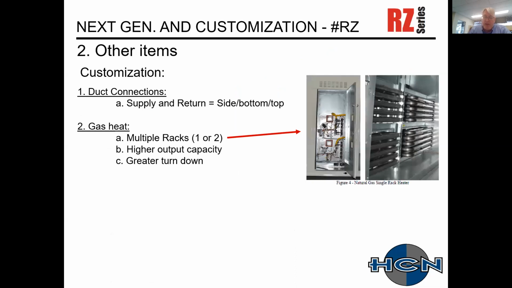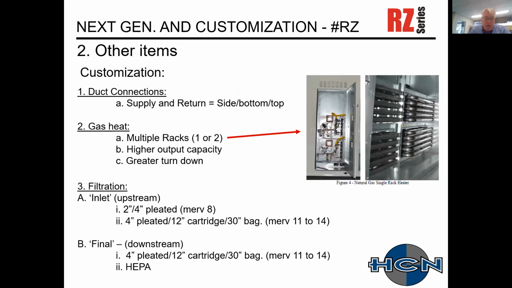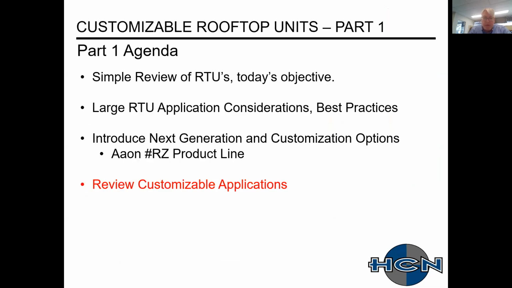I know side connections are often problematic for rooftop units. Just the gas heaters, once again generalizing, the manufacturers are providing higher output capacities, higher temperature rises, and greater turn down ratios. Filtration, they have two different types or two different locations: on the inlet where you're upstream of your system, and final is downstream. At the inlet, you can get pre and final filters with all those different types and MERV ratings available. And then downstream, you can get, once again, all these different types as well as HEPA filters.